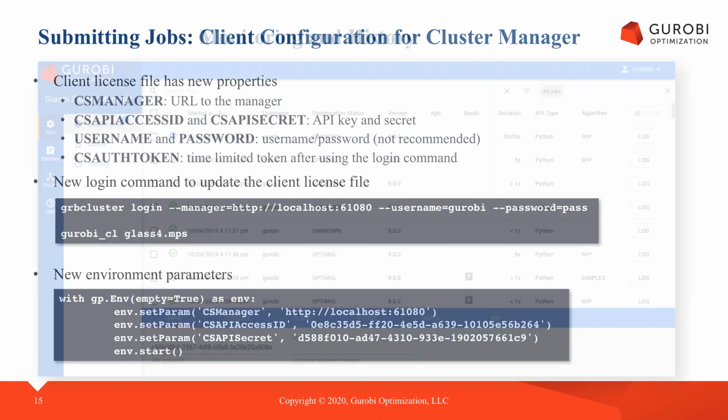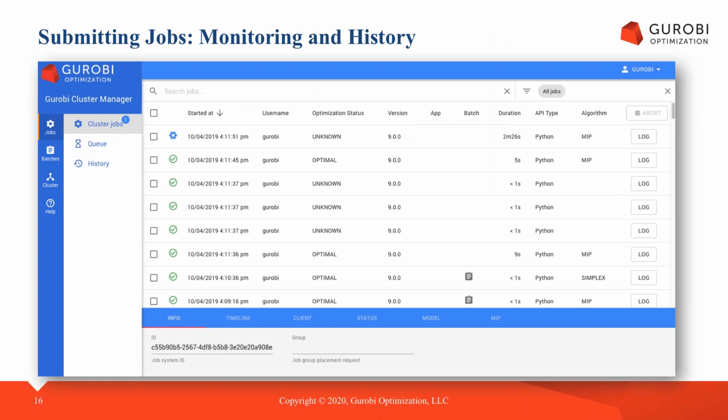Once you have submitted the job, you can monitor and access the history. In this screenshot, you see on the left that you have 3 sections: the cluster jobs, the queue, and the history. The cluster jobs section lists all the jobs that are running in your cluster, or that are recently completed.